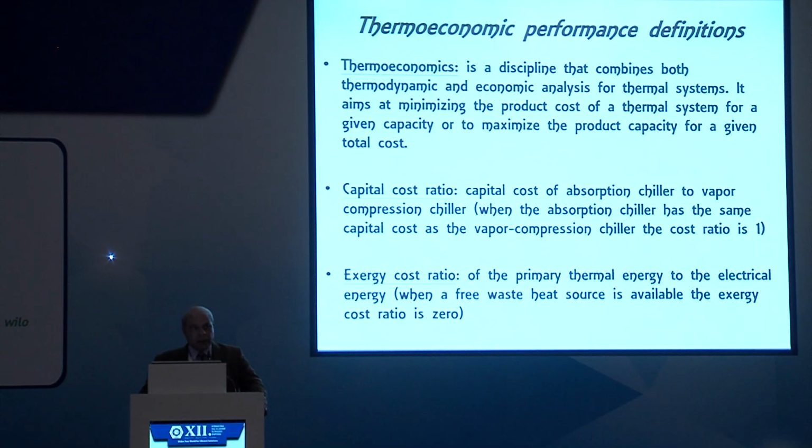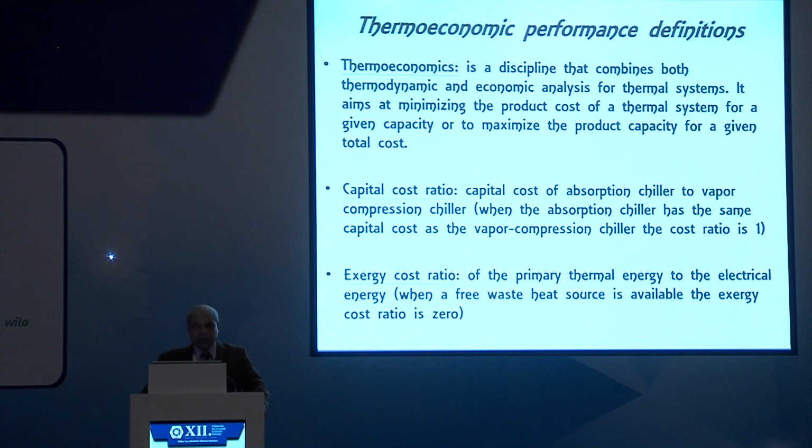The two terms that I would like to discuss with you are the capital cost ratio, which is defined as the ratio between the capital cost of the absorption chiller divided by the capital cost of a corresponding vapor compression chiller. So if the two are equal, then they give you a capital cost ratio of 1. So we're going to make comparisons with vapor compression refrigeration systems.